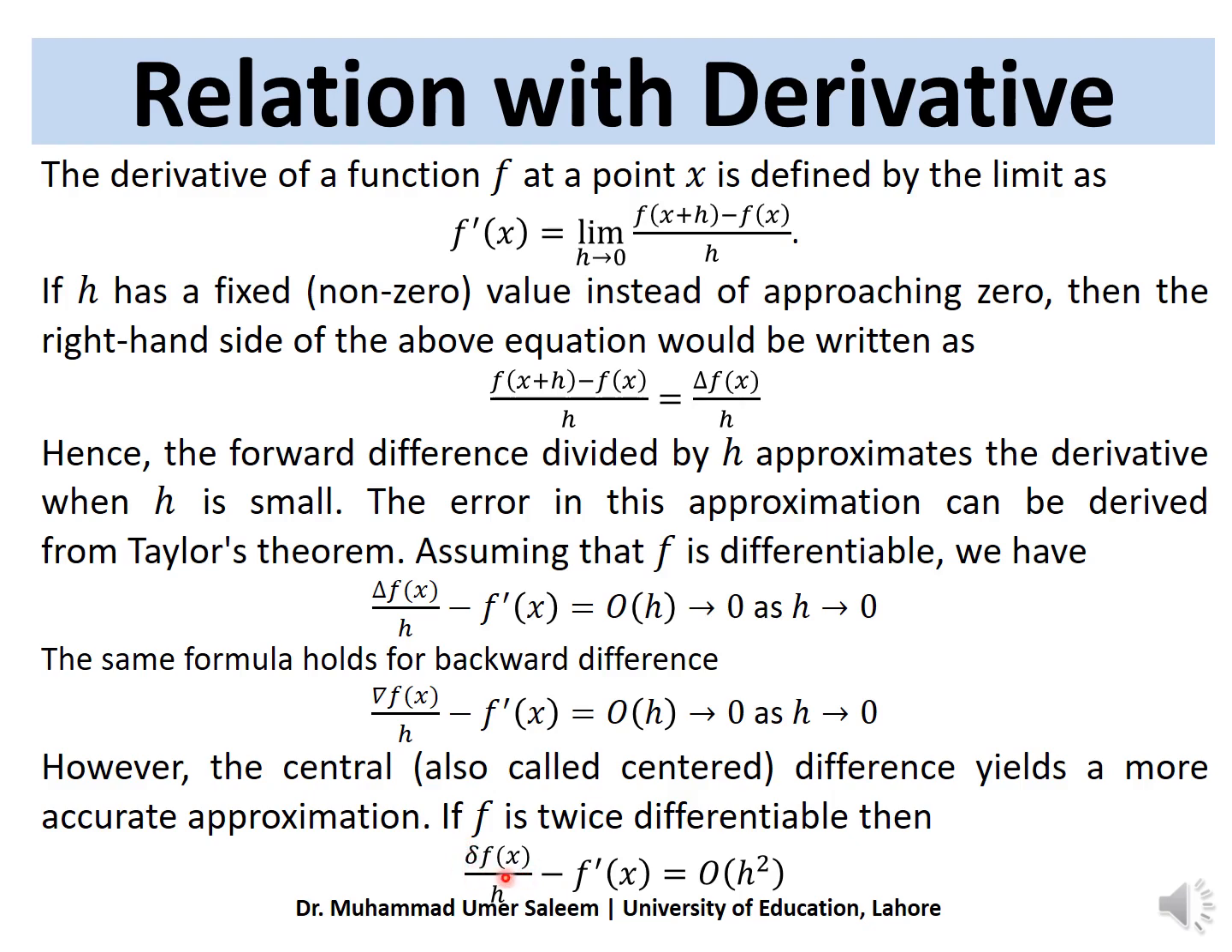So del f of x, this del is for central difference. So del f of x over h minus f dash of x, if approximated with the help of central difference, the error will be of order h square. So these can easily be derived from the Taylor theorem. So we are not going to discuss this in detail here. So this is just what you know.